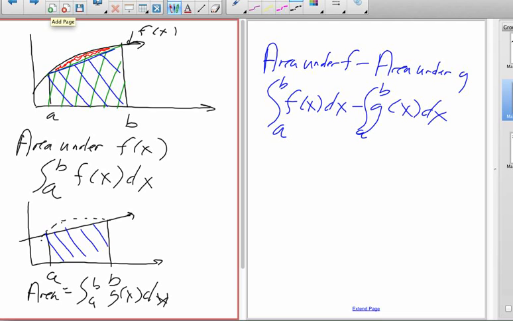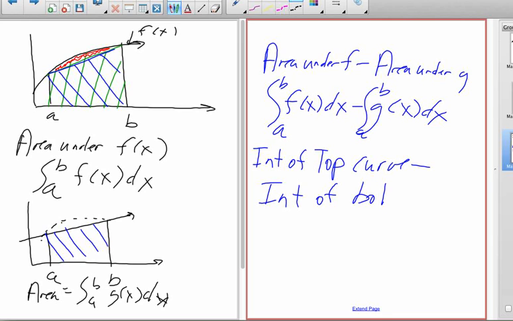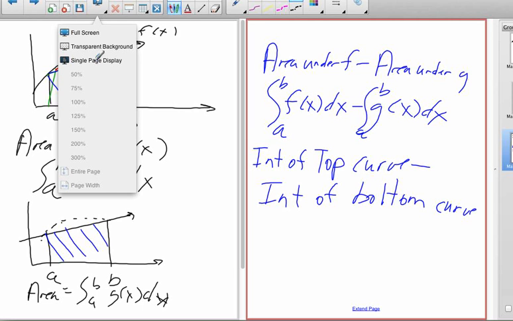So in general, it's going to be the integral of the top curve minus the integral of the bottom curve. And that will give us the area in between the two curves, which is what we want. Okay, so that's the theoretical basis behind all of this stuff. So let's work a couple of examples and see what these look like.